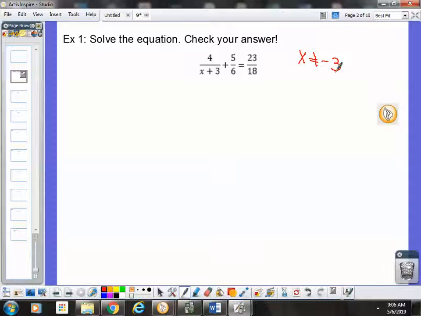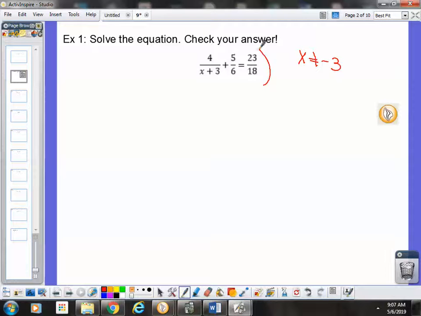So to solve this equation, we're going to have to clear out these fractions. The easiest way to do that is to find our least common multiple. Remember when we added and subtracted rational expressions in the last section, we got a common denominator. Well, what would be our common denominator here? Between 6 and 18, the common denominator would be 18. And I also would need to have an x plus 3, wouldn't I?